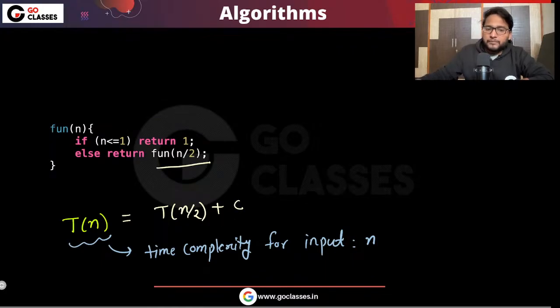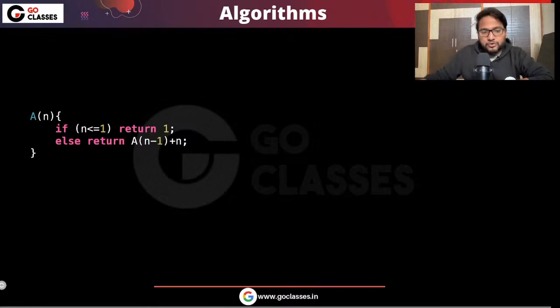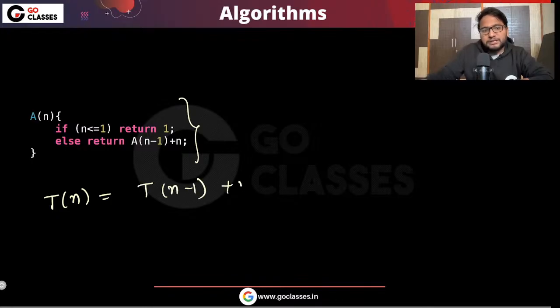Now tell me what will the recurrence relation be for the next program? Currently I'm just asking you what the recurrence relation is, and then we will see how to solve it. Can you tell me what the recurrence relation for this program is? Let me just ask you, should it be the following?